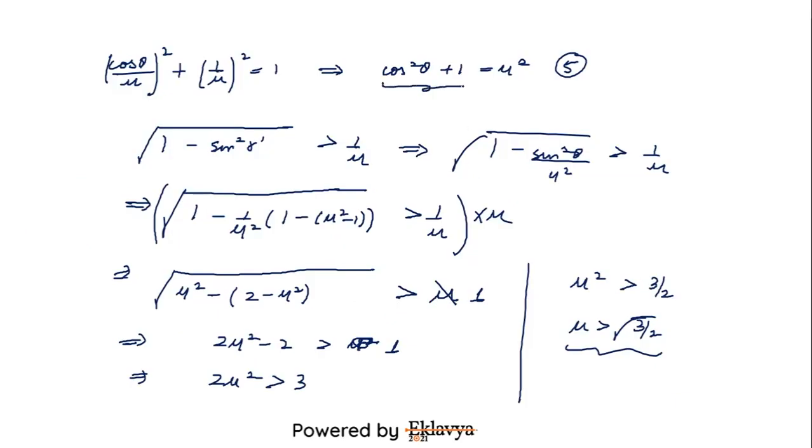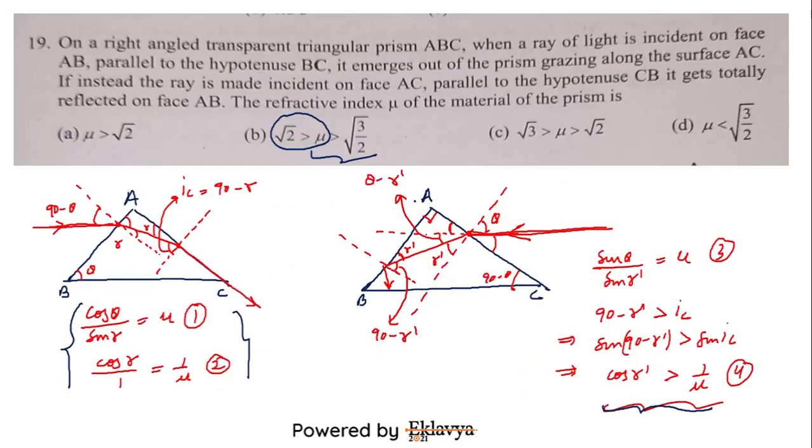So cos square theta plus 1 equal to mu square, we obtained that. From here we can proceed. Cos square theta will always be less than or equal to 1. So it means that mu square cannot cross the value of 2. That means this equation means that mu square will be less than or equal to 2. Okay, so mu has to be less than root 2. So from here we are obtaining that option B is the correct one.